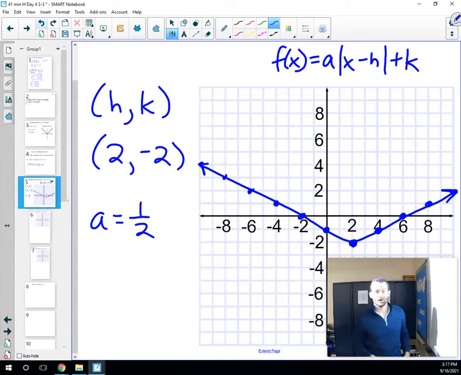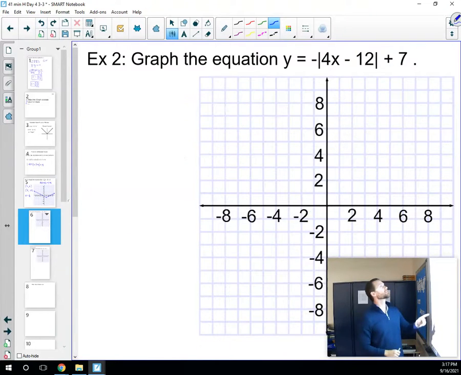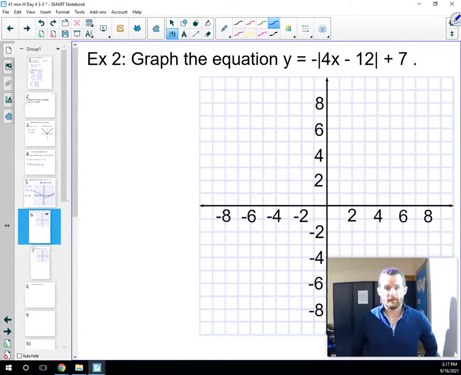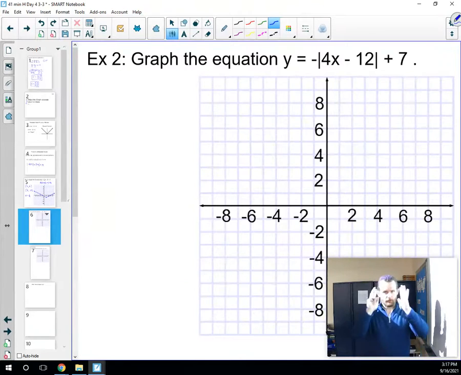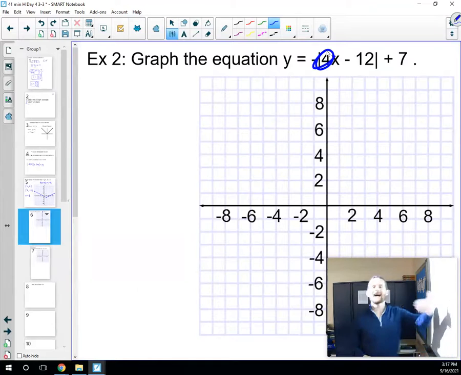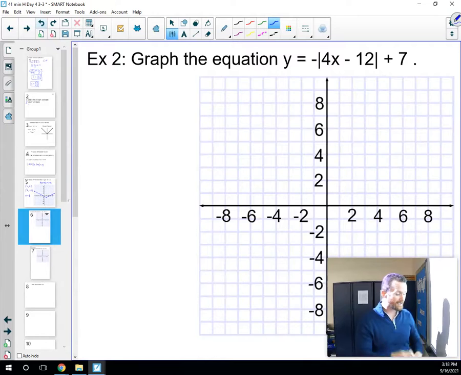And there's our absolute value graph. All right. Let's take a look at example 2. So example 2, it says graph the equation y equals negative the absolute value of 4x minus 12 plus 7. Again, first thing we have to figure out is, is this in vertex form? Hopefully you're saying no, it's not in vertex form because we see a number besides 1 in front of x. That must be an invisible 1, otherwise we are not in vertex form.